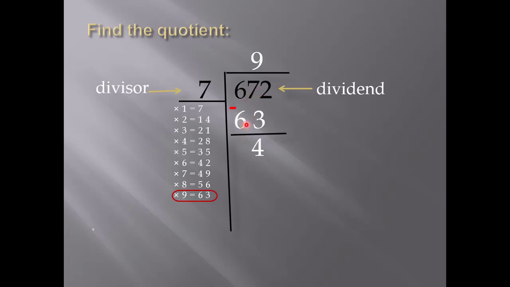So after subtraction, drop down. We took 67, so it's time to drop down 2. So we have 42. Again, divide, then multiply, subtract, and drop down. 42 divided by 7, let's look at here. Yes, equals 6. So write 6 up here and write 42, then subtract. The result is 0. So we don't have a remainder. Okay, this is the quotient up here, 96. So 672 divided by 7 equals 96. And there is no remainder.